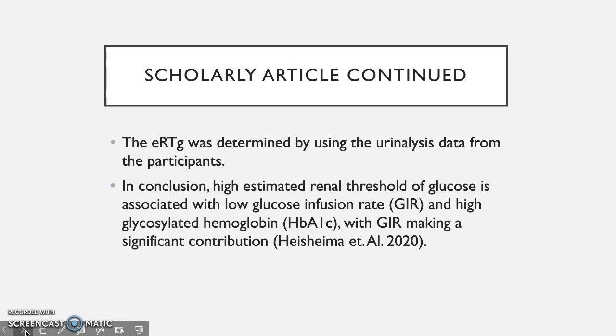In conclusion, high estimated renal threshold of glucose was associated with low glucose infusion rate, GIR, known as glucose infusion rate, as I previously explained, and high glycosylated hemoglobin, with GIR making a significant contribution.